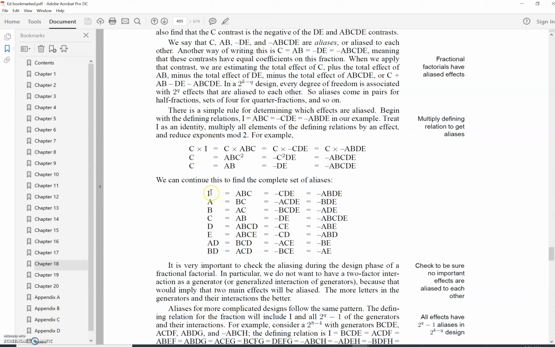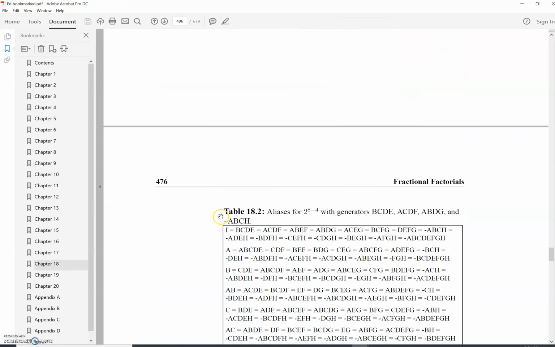But you could start with I, then A, B, C, D, E, and then finish your complete set of aliases. You have to do this when you're figuring out which kind of fractional factorial design you're going to implement for your experiment. This is done prior to collecting any data, or else you may find yourself in a bad state of affairs if you don't think this through first.